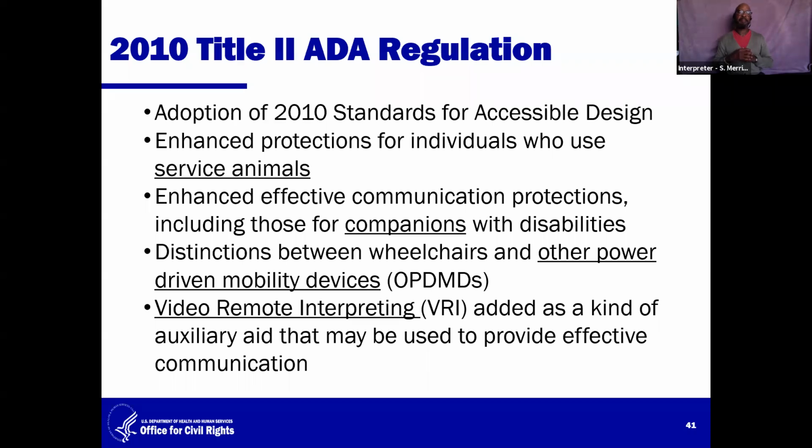The 2010 amendments adopted the 2010 standards for accessible design, enhanced protections for individuals who use service animals. We see a lot of service animals cases, and we'd be happy to talk about those. Enhanced effective communication protections, including those for companions with disabilities. I think effective communication is the number one area that we get complaints in when it comes to disability discrimination. It provides distinctions between wheelchairs and other power-driven mobility devices, and it adds standards for video remote interpreting to make sure that it's used, when it's used as an auxiliary aid, that it's effective.